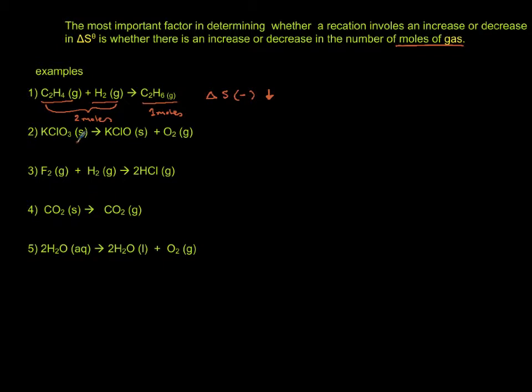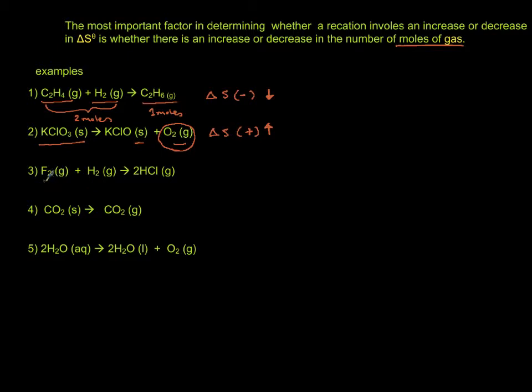The second example, you have a solid that sublimes into another solid and a gas. As soon as you produce this mole of gas on the product side, this is an indication that delta S is increasing and there is a positive value if you calculate it. So we can guess what is the sign of delta S.